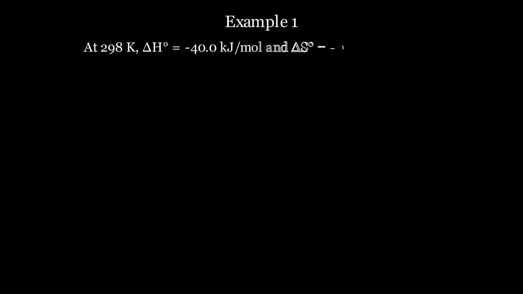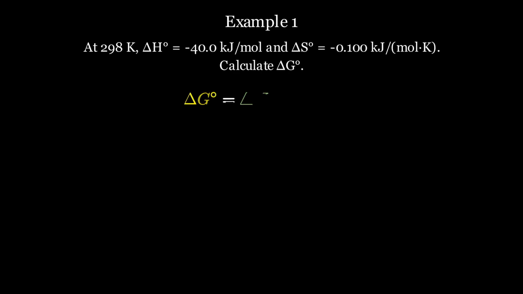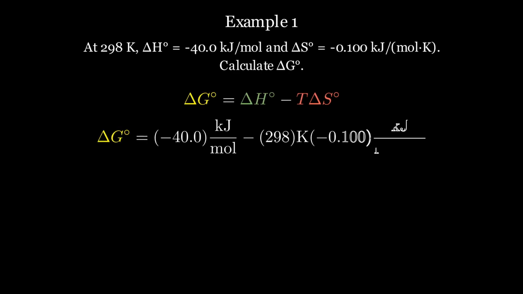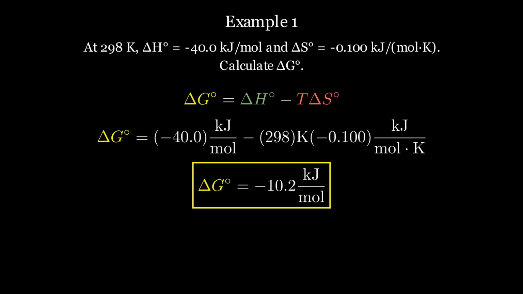Example 1. We simply plug in the numbers for enthalpy, temperature, and entropy. Sometimes you need a unit conversion, especially for entropy. The result is the Gibbs free energy for that reaction.